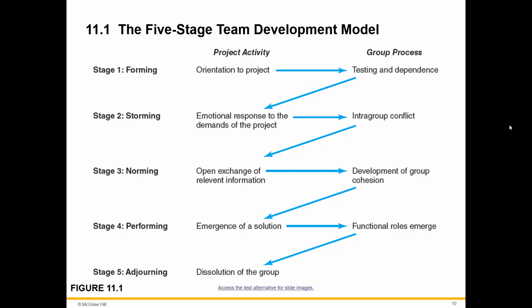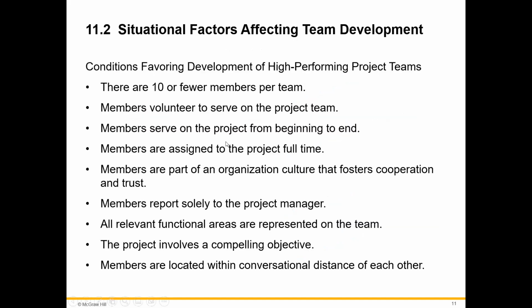There will be situational factors that will affect team development over time. There will be situations where you want to create a high performing team, but in many scenarios there will be conditions favoring the development of other teams as well. So in most conditions where you want to create, based on these 5 steps, a high performing team, a lot of times the idea is you want to keep things very short and simple. Okay. The rule is there should be 10 or fewer members per team.